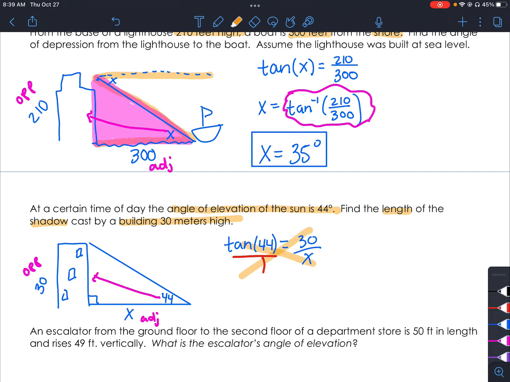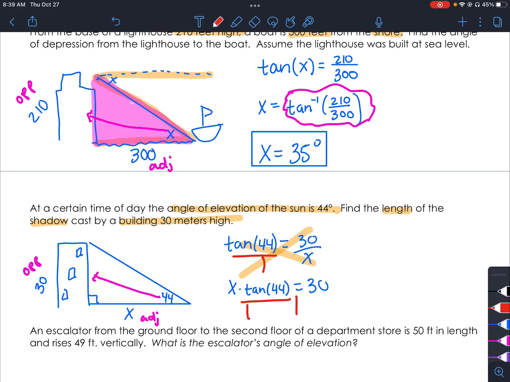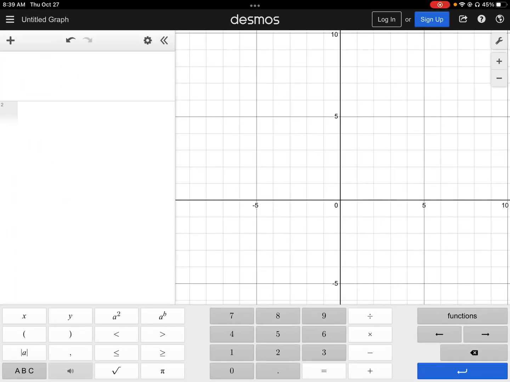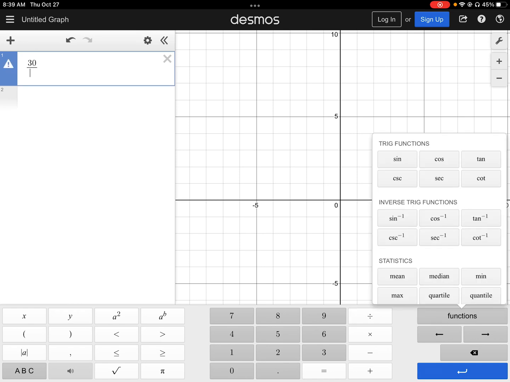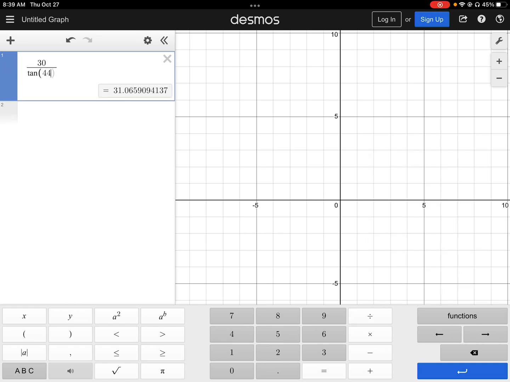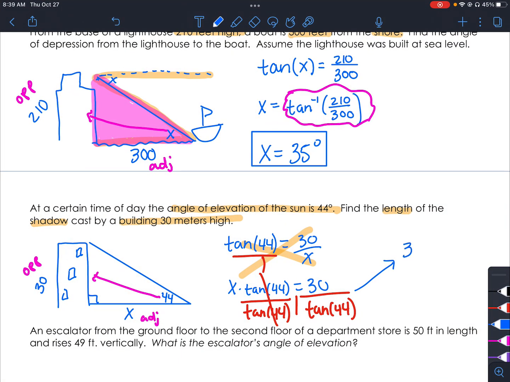Put x over 1 and cross multiply. 1 times 30 is 30. I had to solve for x, so I divide both sides by tangent of 44 because that makes that cancel. And I put 30 divided by tangent of 44 in my calculator. So, 31.07 meters.